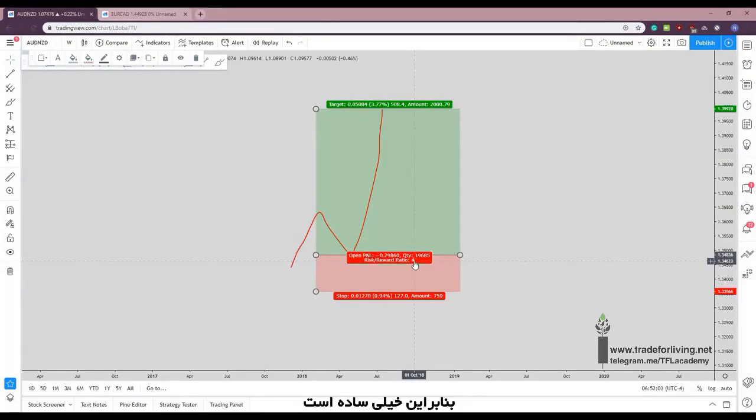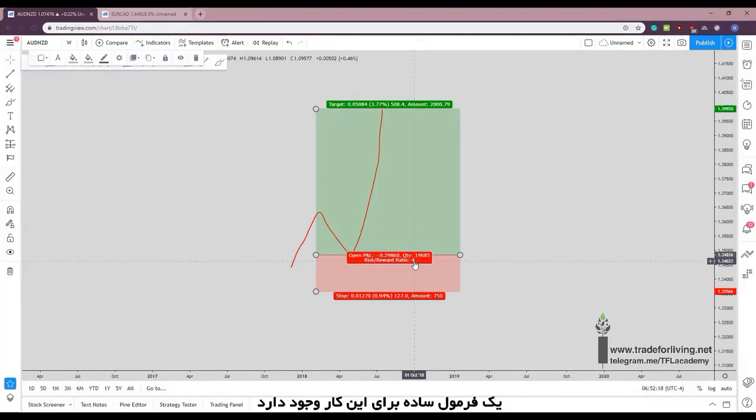So this is a very simple concept. Now, how you're supposed to calculate your lot size in order to have this kind of risk to reward. Basically, how you're supposed to calculate your lot size to be risking exactly 1%, 2%, or 3%.